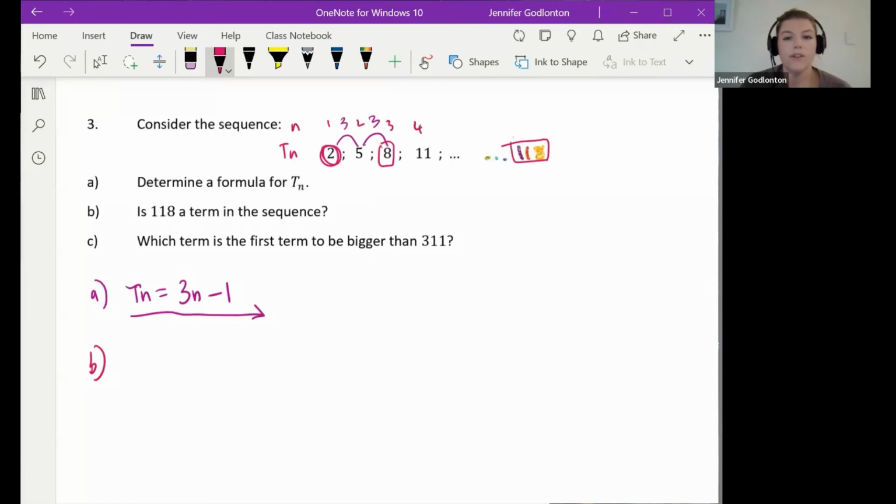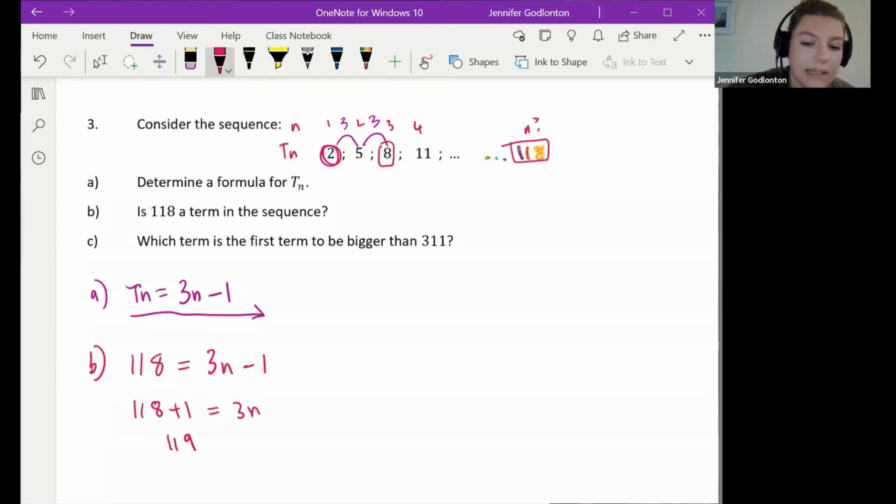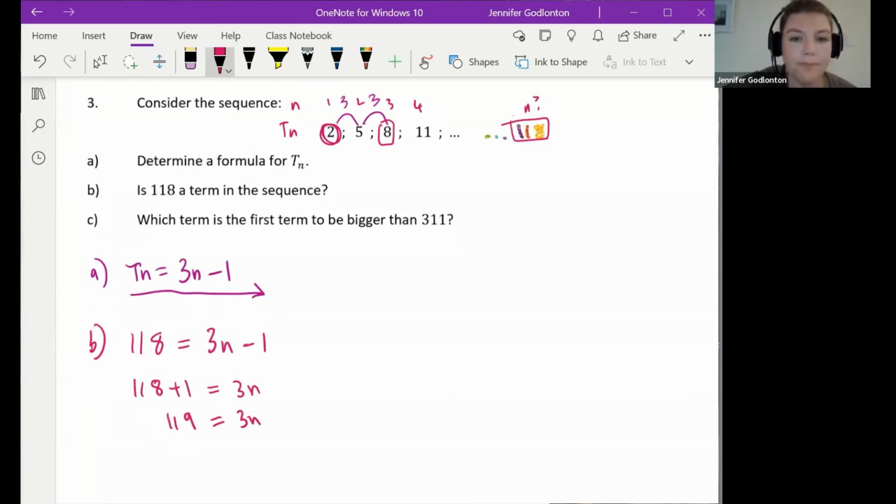Okay, so it's basically saying, is there an n value for 118? So we're going to say, well, let's put it in. 118 is equal to 3n, just changing our formula, minus 1. I'm going to move my 1 over. So 118 plus 1 is equal to 3n, which means 119 is equal to 3n.